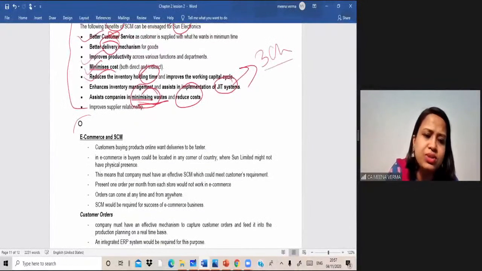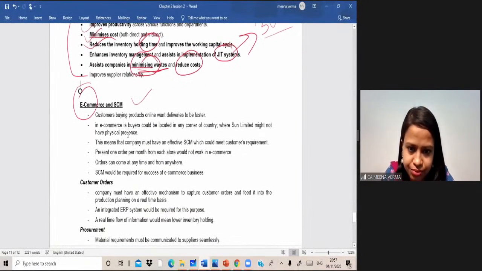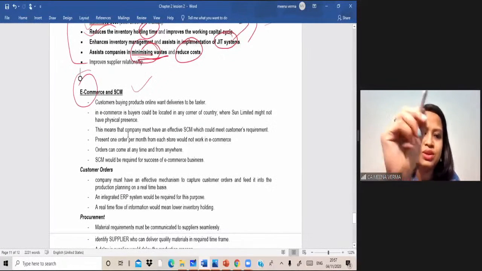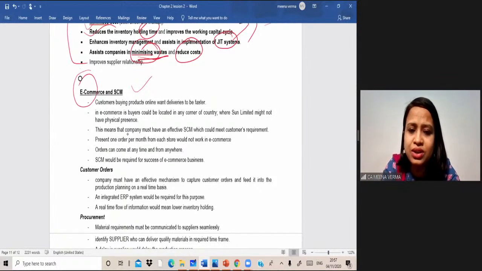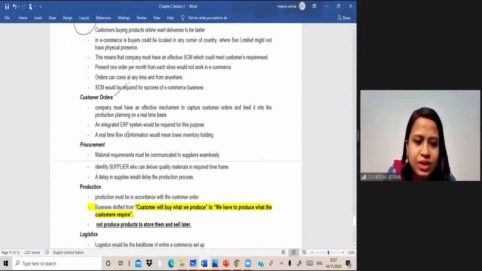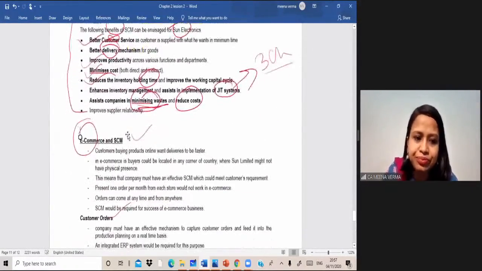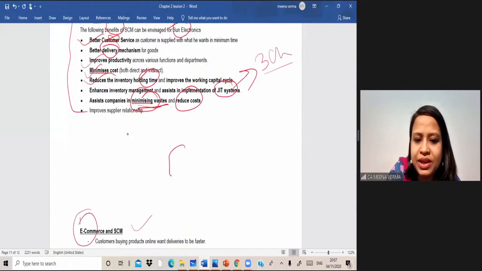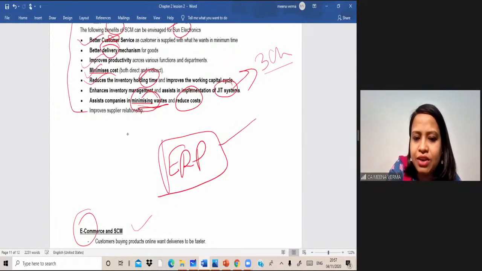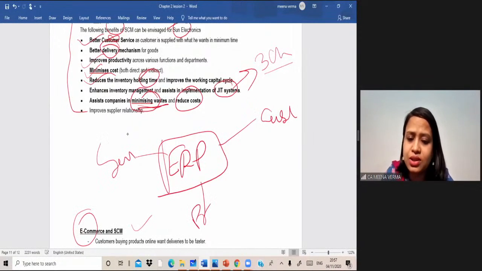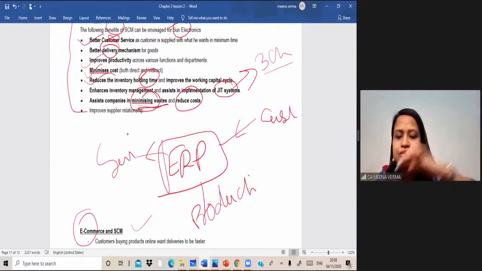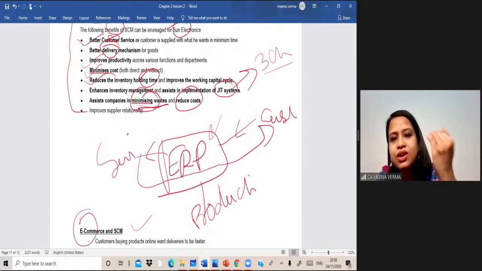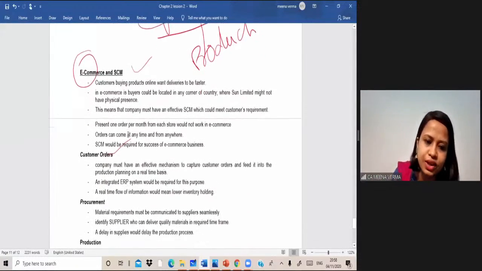Now they are talking about e-commerce and supply chain management. The customer buys a product online and wants delivery. We have already discussed e-commerce: what are we doing in e-commerce? We are trying to implement an ERP system. ERP will connect everything in the business organization: the customer, the supplier, the production, and all other things. So it's very easy for information to flow and reach very soon wherever it is required, and accordingly the material will reach the customer very soon. So this will help in reducing the delivery time.